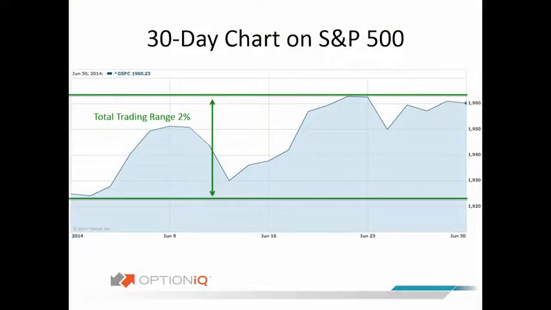Now, if we take this down even to a shorter scale, because a lot of our trades we're going to set between about 30 days to 70 days, look at this 30-day period of time. Over 30 days, all 500 stocks together in that basket had a total trading range during this period of only 2%. So the index went up and down a total of 2% during a 30-day period of time. That's pretty impressive. That's the stability that I'm looking for in the types of trades that we're going to teach you how to do.